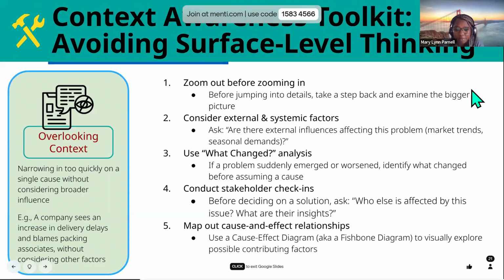I would add regular stakeholder check-ins. So before deciding on a solution, asking who else is affected by these issues, what are their insights? Is there an impact to what's happening for them? And then mapping out a cause and effect relationship. The tool, and I'm going to show you the next slide, is called a fishbone diagram. It's called a cause and effect diagram. And this is a way to visually explore possible contributing factors.